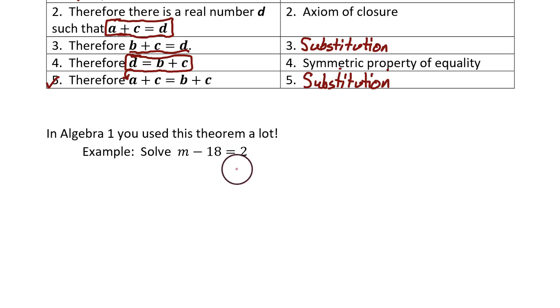In algebra, we use this theorem a lot. For example, let's solve this equation. You probably learned the following technique to solve an equation where a number was subtracted from m. You added that number to both sides of the equation. On the left side, the negative 18 and the plus 18 cancels out to 0, and on the right side, 2 plus 18 makes 20. The reason why it's okay to add 18 to both sides is because of the theorem we just proved.